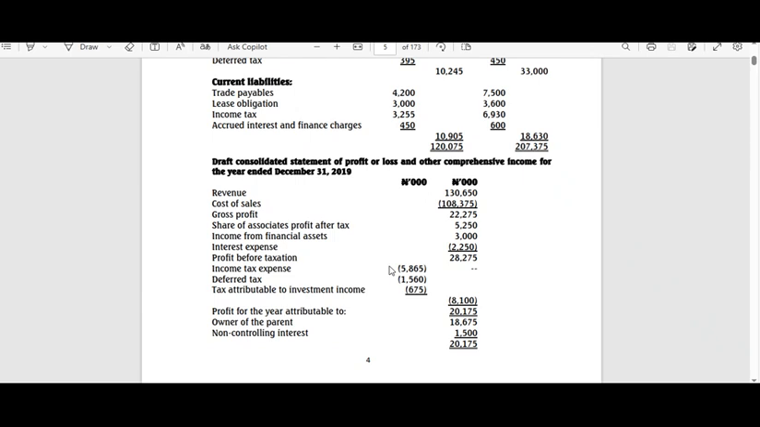Right? So anyone you want to use, whether you want to use profit after tax, or profit before tax, or profit before interest and tax, you are right.